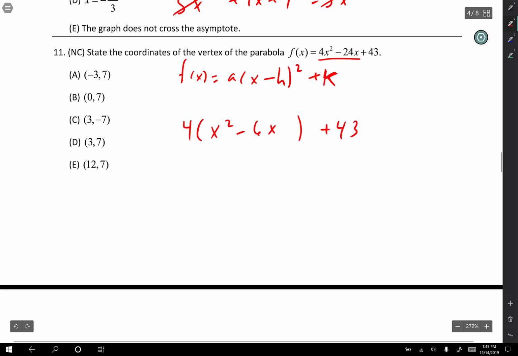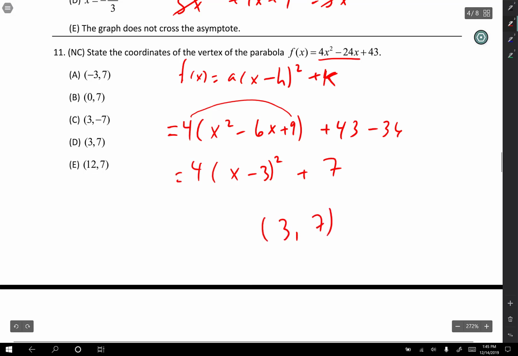Then I take this number 6 here and I divide it by 2. So 6 divided by 2 is 3. And then I square it. 3 squared is 9, so I'll put plus 9. What you really did is make it heavier by 36, so you subtract 36. So now here's what you have: 4 times x minus 3, squared, plus, and the difference between 36 and 43 is 7. So my vertex is located at 3, 7.